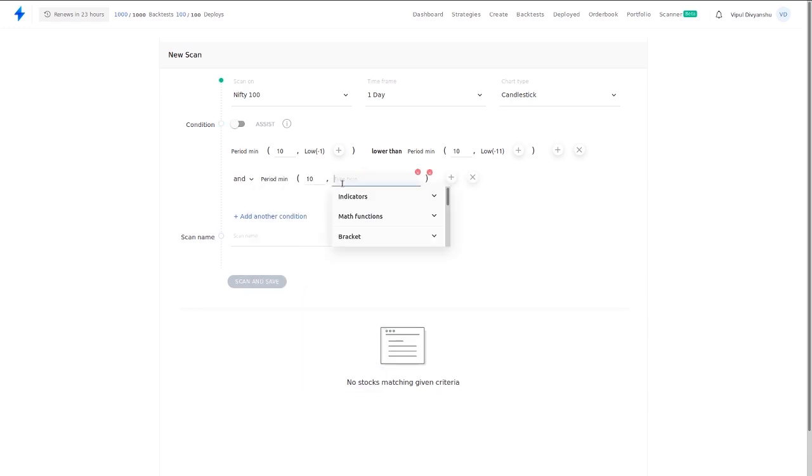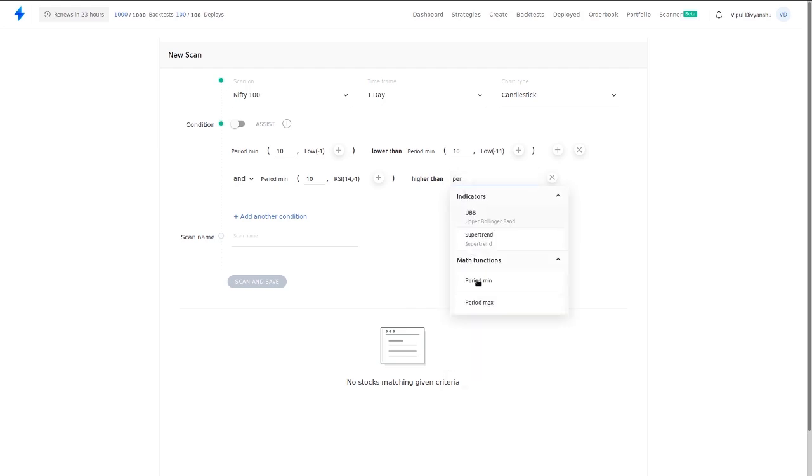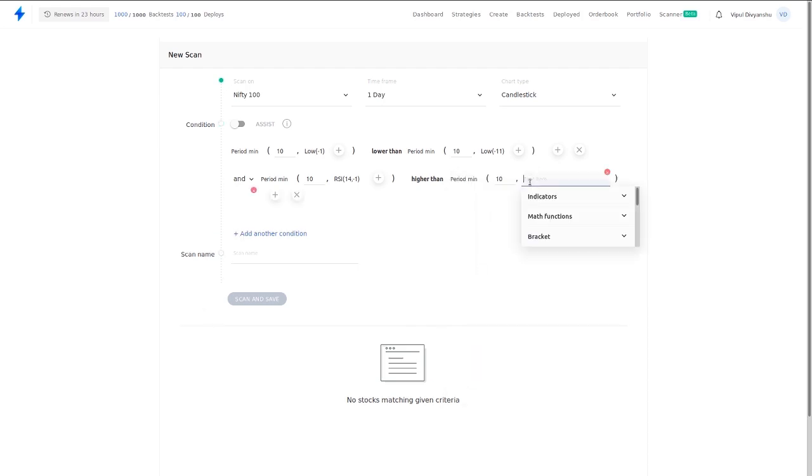Instead of low price we can just say RSI, and I will just say -1. So this lets me identify the minimum value of last 10 candles for RSI, and I click on plus, and then I say higher than period min. So this basically is letting me create a higher low. Offset you have to remember, here I have given -11.